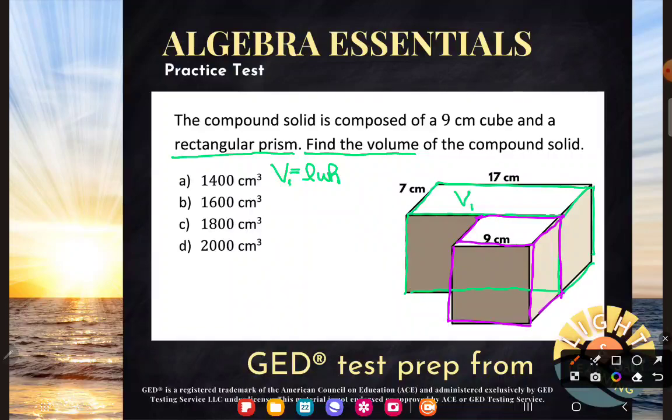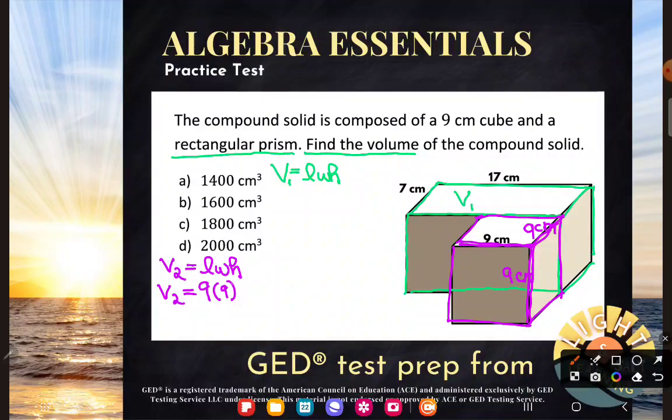A cube is a rectangular prism where all three measurements are the same. It's a 9 by 9 by 9 rectangular prism, meaning its length, width, and height are all 9. So I can use the same formula for the volume of that second shape: length times width times height. Length is 9, width is 9, and height is 9.